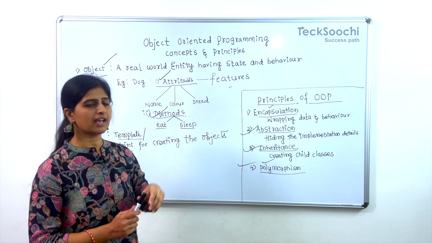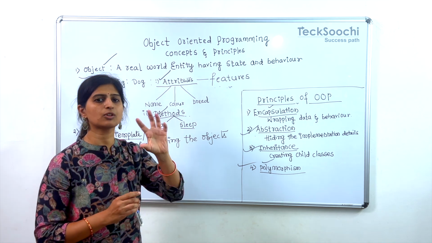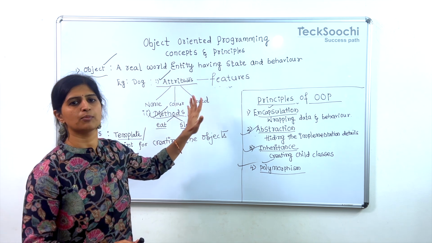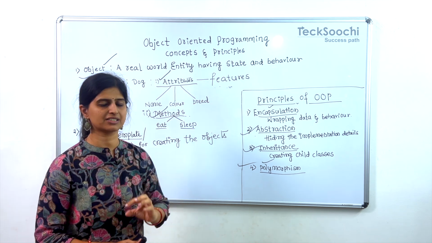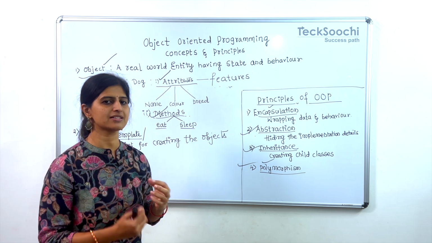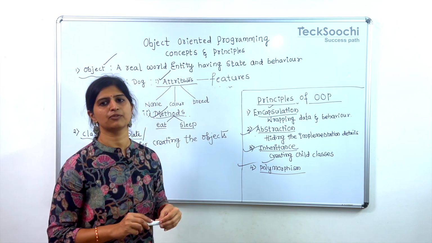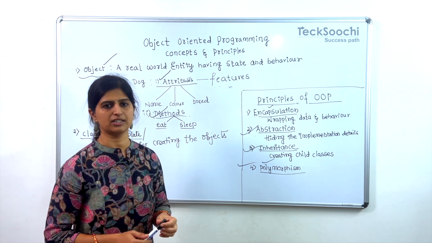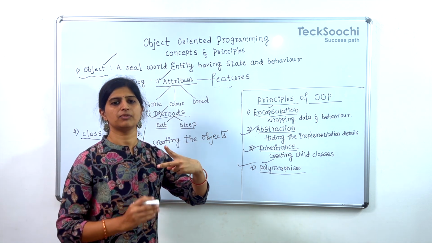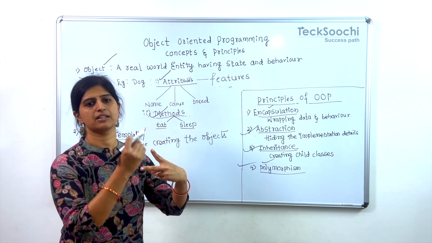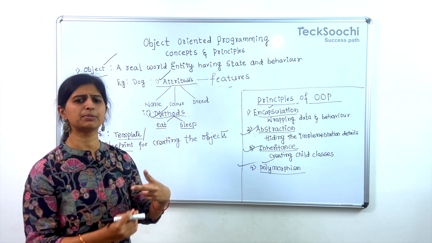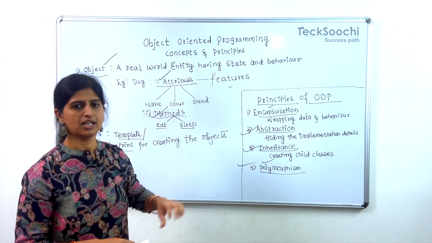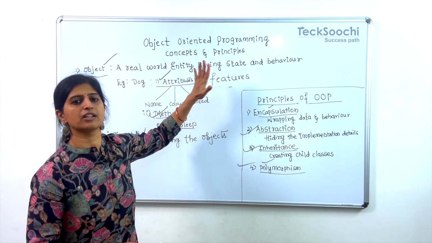Similarly, how can I represent the behavior of the dog? These are nothing but the operations that are being performed by the dog. For example, dog eats, dog sleeps, dog barks. These are the operations performed by the dog, and these are referred to as methods in object-oriented programming. State and behavior: state is represented by attributes, and behavior is represented by the methods or the operations. These together constitute an object.